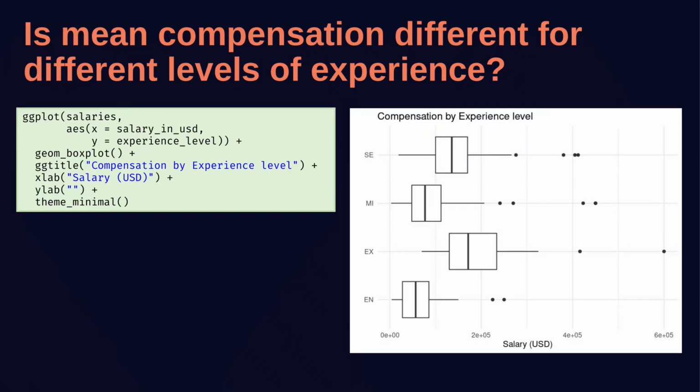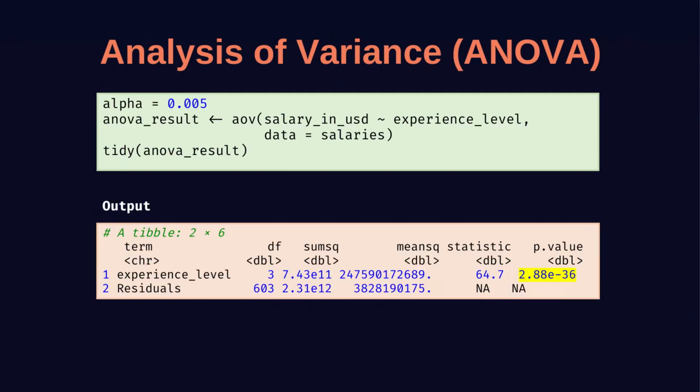But to determine if these differences are statistically significant, we'll need to perform hypothesis tests. ANOVA tests help us determine whether there are differences between multiple groups. We start by setting a significance level of 0.005. This is less than what is typically used, but will help us understand the implications of comparing different numbers of groups later on. We use the aov function from base R to compare values across different experience levels.